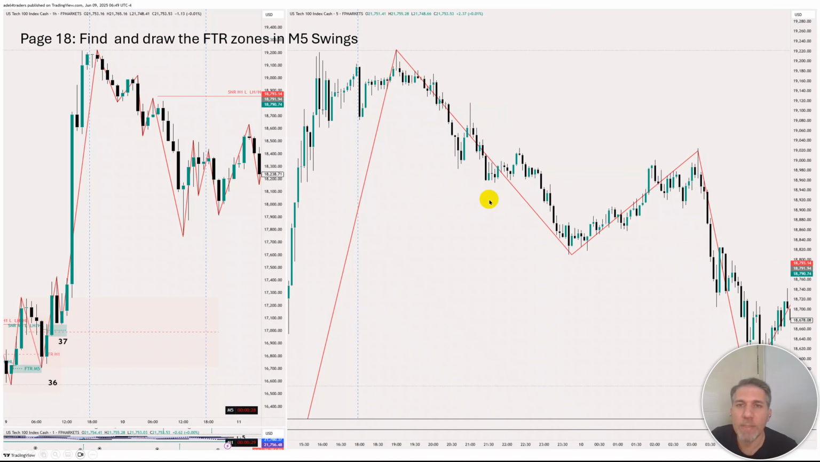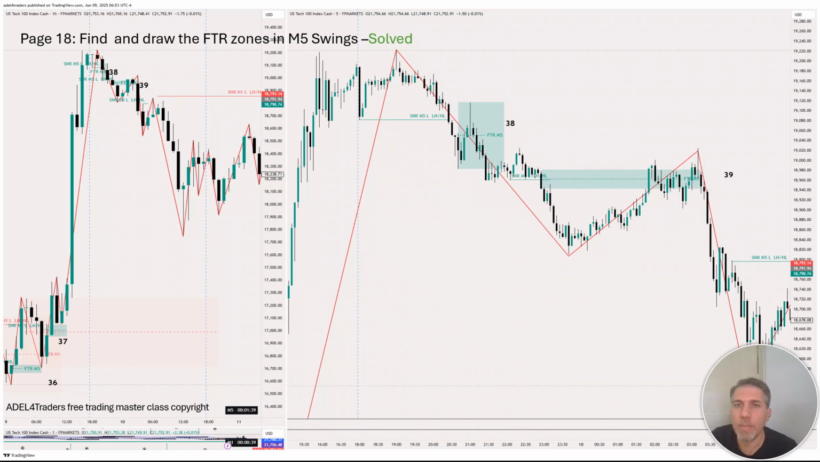So here we have this one. I'm going backward and forward. So this is our higher high. This is the failed one. So we would take this failed one or this one. Now in this scenario, we have a higher high. So this is our FTR zone. This is a confirmation. So here is the retest of confirmation.